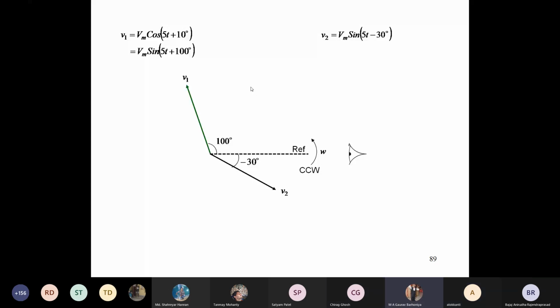Sir, is it necessary that the functions need to be sine only? Can we do it in cosine too? You can do it in cos also. Then you have to convert everything to cos. But we follow the same procedure, no? Yes, the same for phasor.